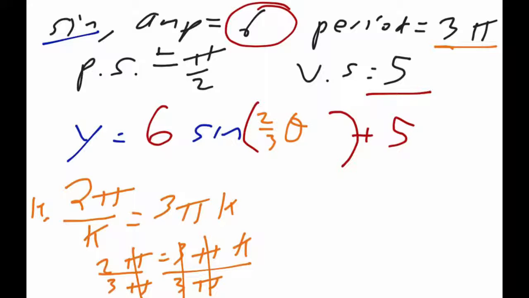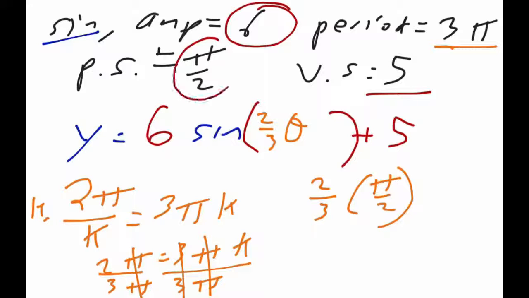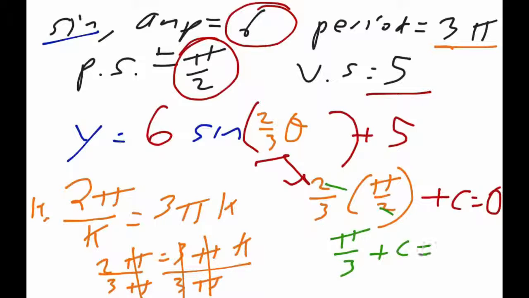Now for the phase shift, I'm going to do 2/3 times pi over 2, and the pi over 2 comes from the phase shift. The 2/3 came from what k was, plus c equals 0. Well, since the 2's cancel, we have pi over 3 plus c equals 0.